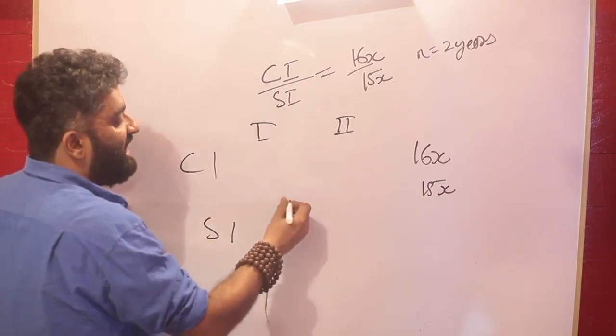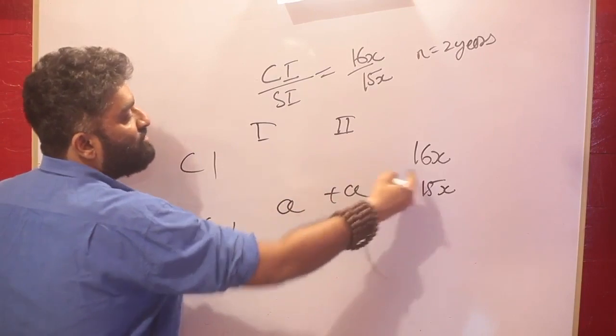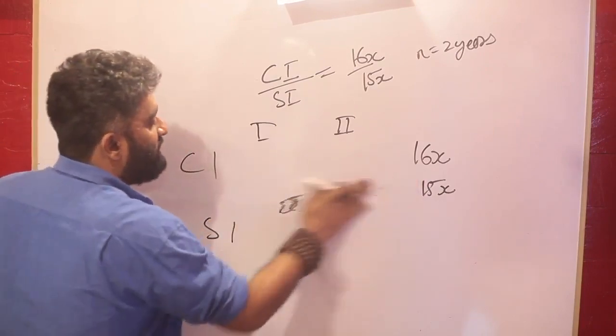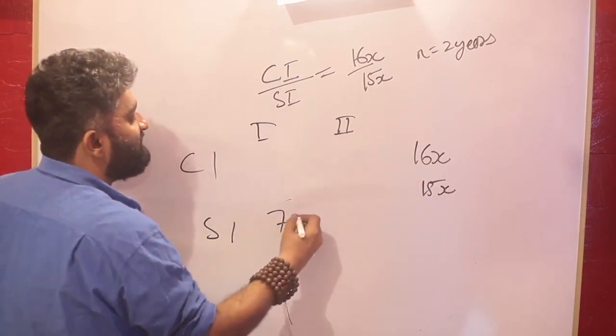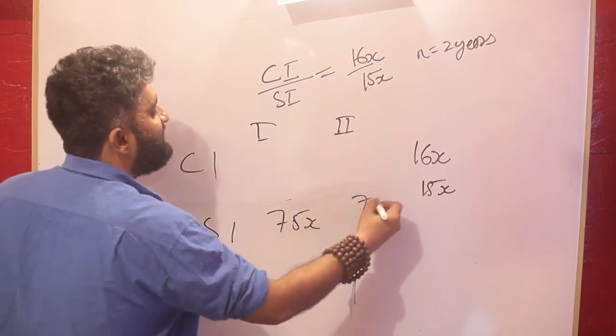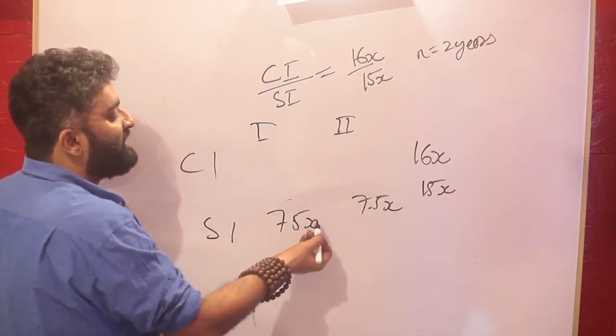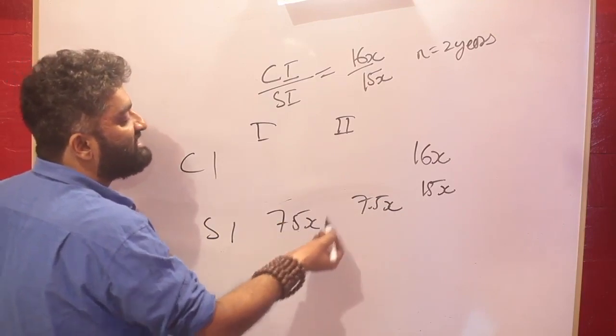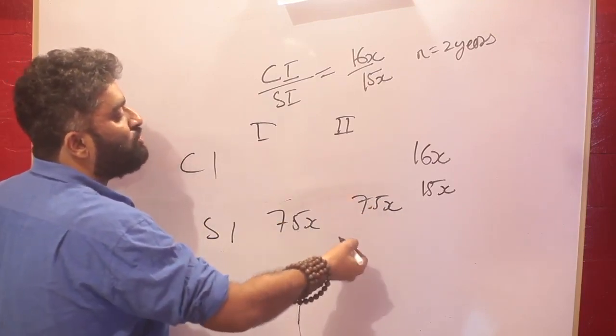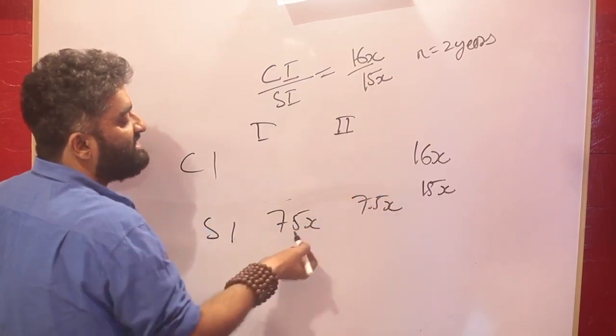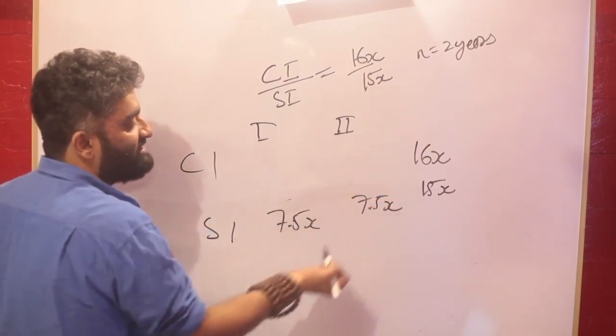That means A plus A gives you 15x, or for the first year it is 7.5x, and for the second year also it is 7.5x. What is the idea that I am using? That the simple interest is the same each year. So 2A is equal to 15x, A is equal to 7.5x, right?